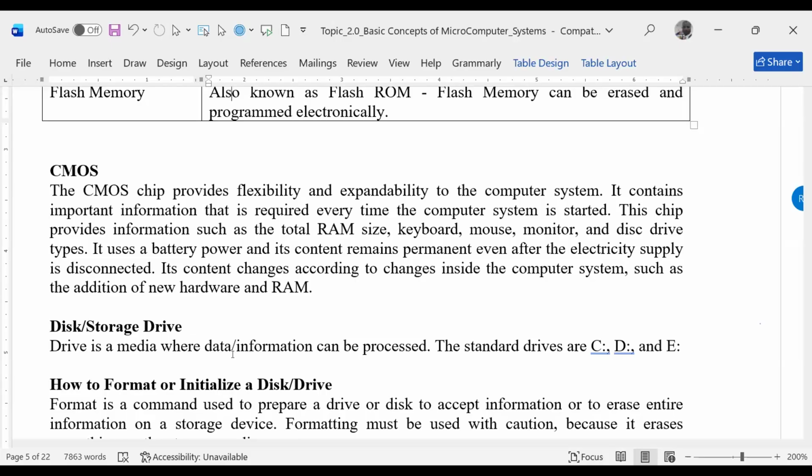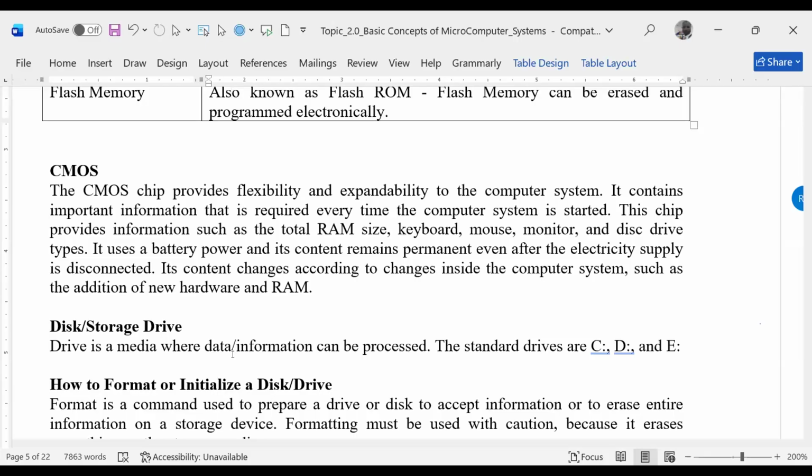The moment any device is connected to your computer system, it is first recognized by the CMOS to determine if it is compatible or not. If it's compatible, it recognizes the type of device, the size, the memory space, and other details of that device. So in a memory chip, the component that can determine whether your system can work with another device is the job of the CMOS.